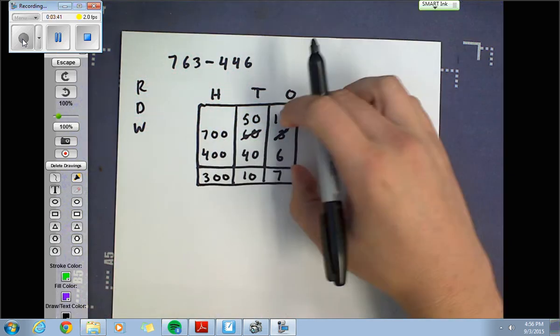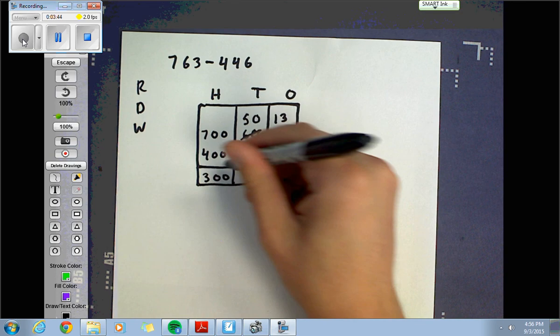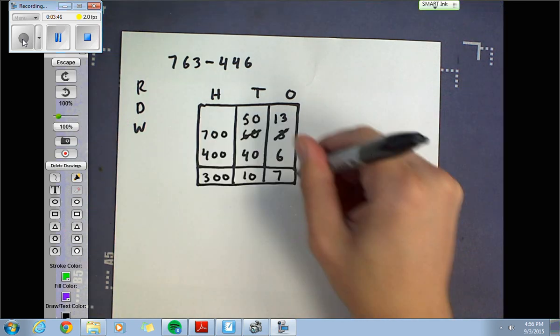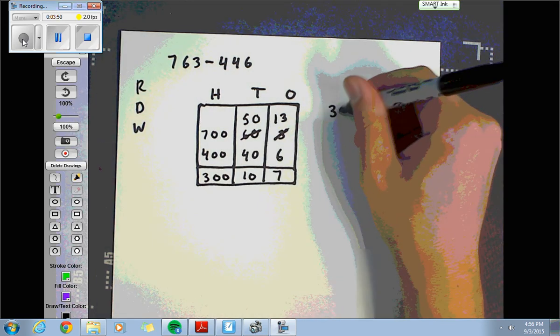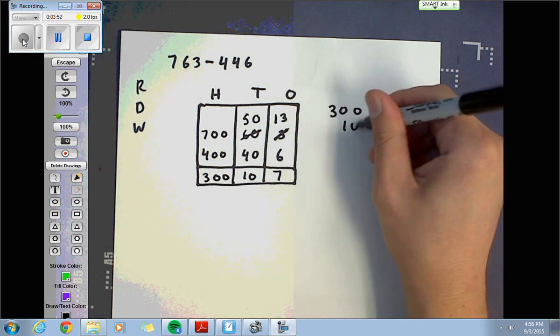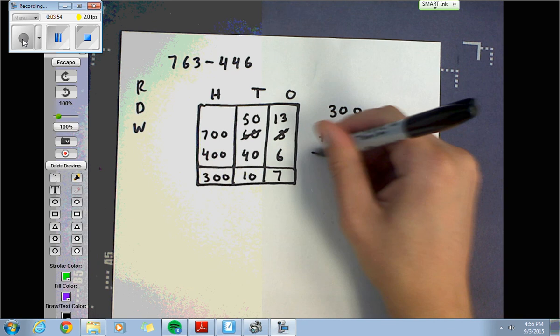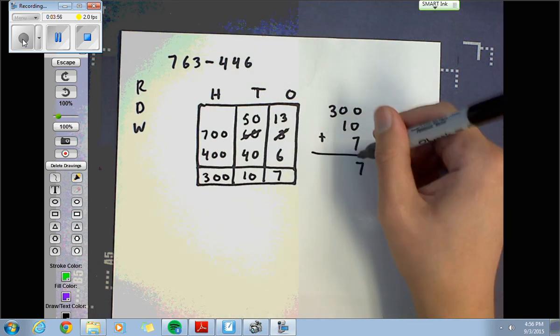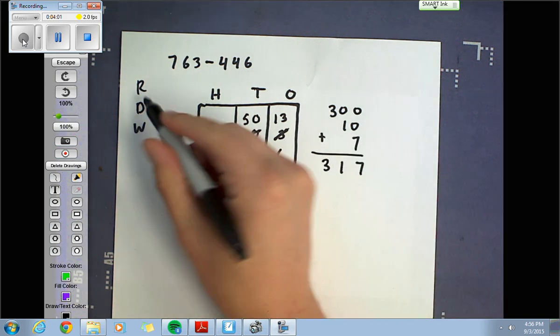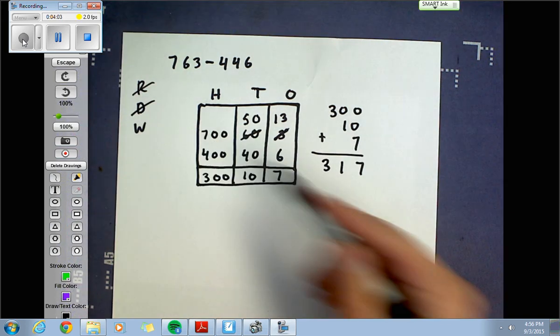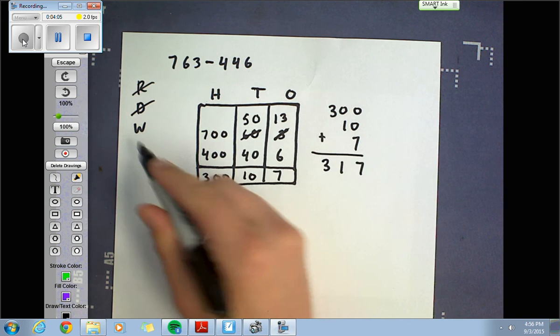Now that I've subtracted, I'm going to go ahead and take my decomposed number and turn it into standard form. So 300 plus 10 plus 7. Start with the ones place. 7 ones left, 10, and 300s. I can now cross off my R and my D because I drew and modeled the problem and got a result. Let's move on to the W.